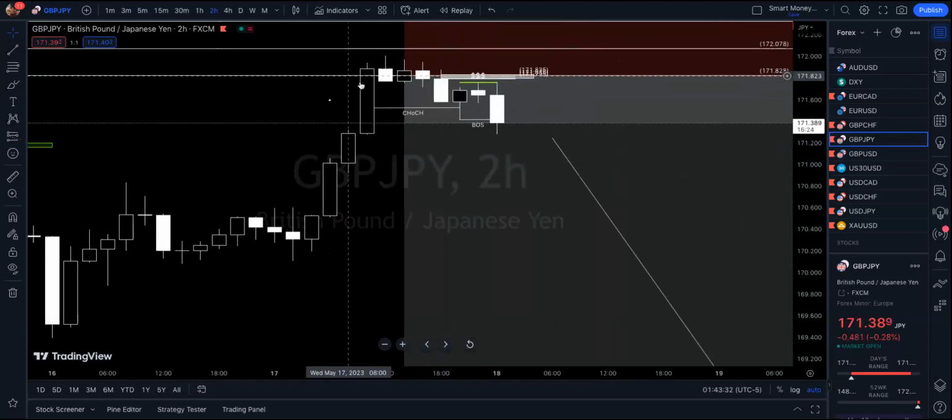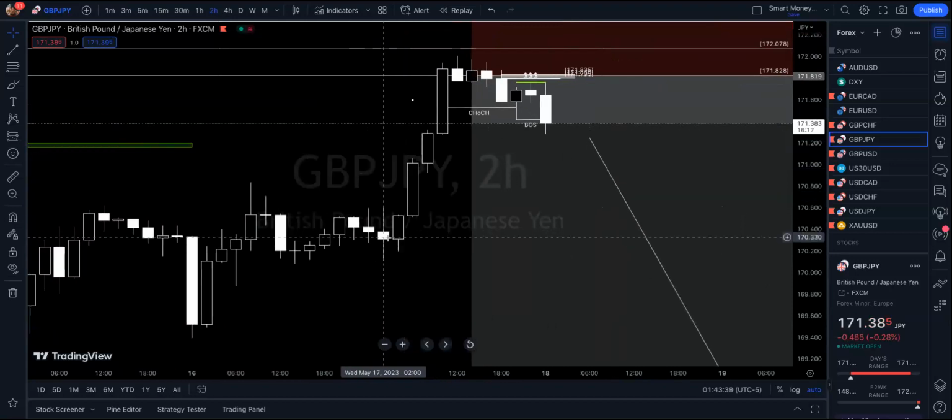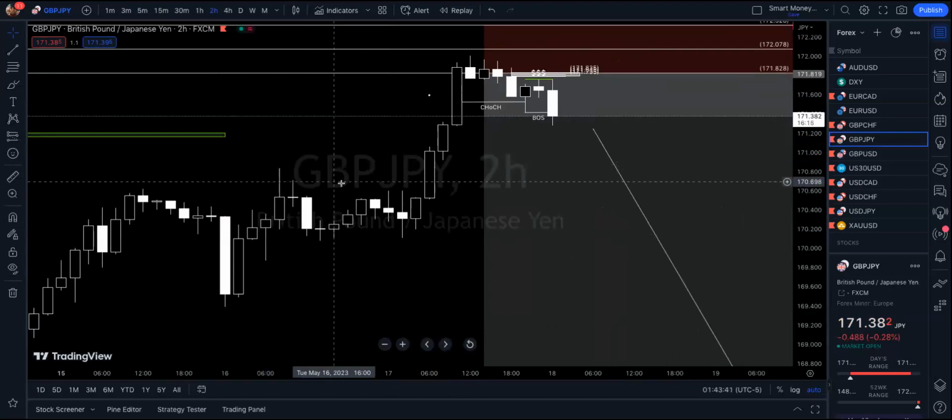I see we got imbalance here. We got imbalance between this candle and this candle. We got imbalance between here and here. And our zone, look, our consolidation is right here. This is our consolidation zone here.